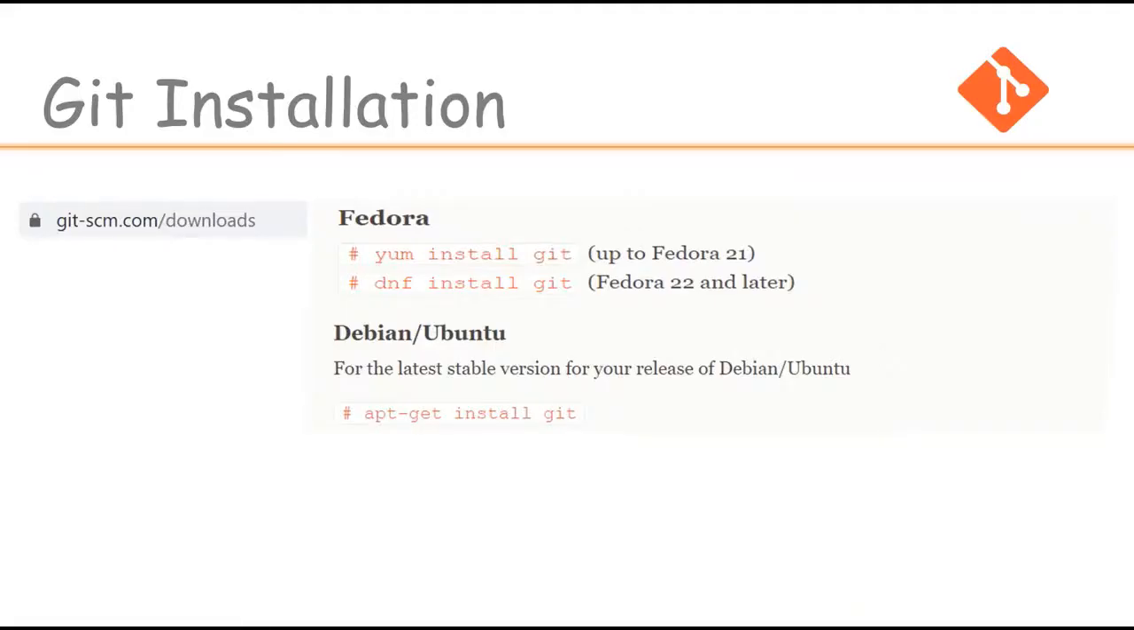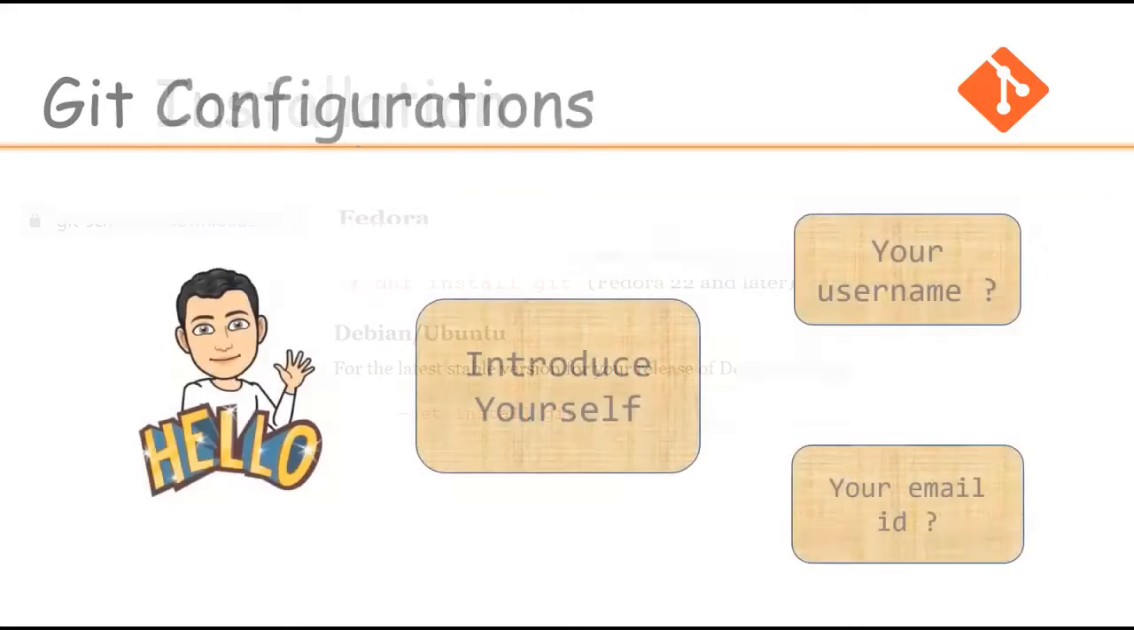Now once you have installed the Git client on your machine, we have to do a few configurations before using Git. Basically Git expects us to introduce ourselves. So you need to pass the information like your username and your email address. So let's do that.